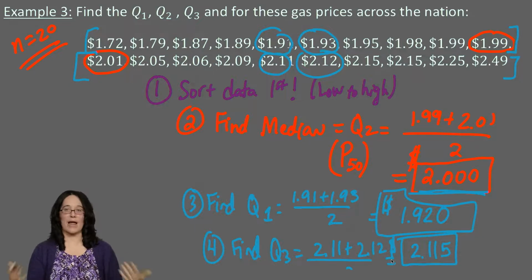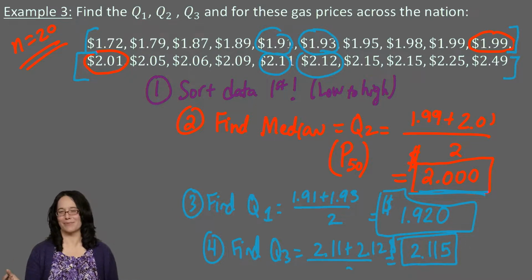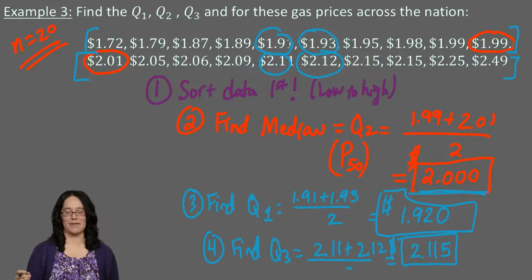Now, you could say that rounds up to $2.12. If you notice at a lot of the gas stations, they won't actually round for you, so you think you're paying $2.11, but it really was $2.12. So pay attention to that if you have time.